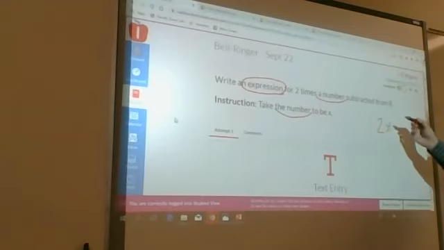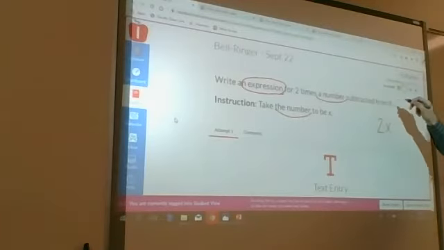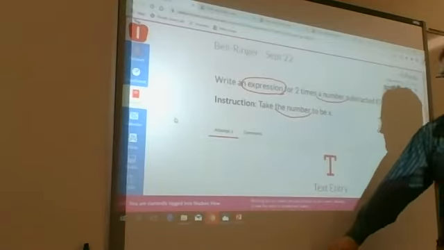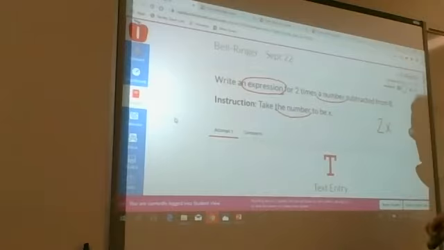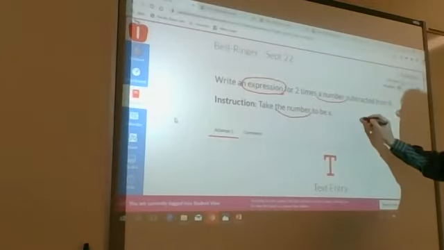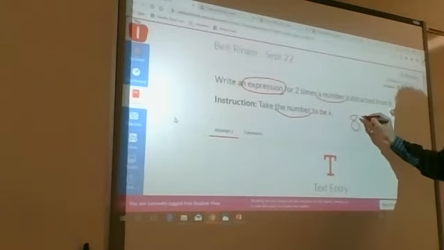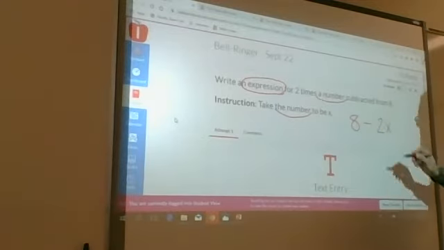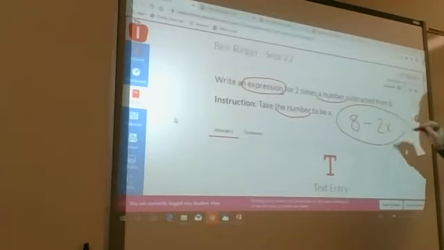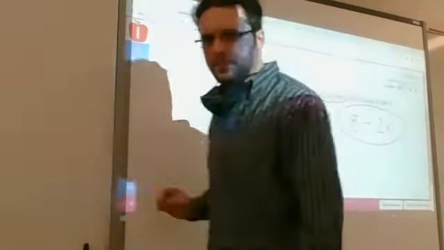Now, it says that the expression should have 2 times a number subtracted from 8. Now, I know some people might be tempted to write this, but that's actually wrong. Don't do that. It's not saying 2 times a number and then subtract 8. It's saying 2 times a number subtracted from 8, meaning that we have 8 and we subtract 2 times a number from that. So this is the expression it's asking for.